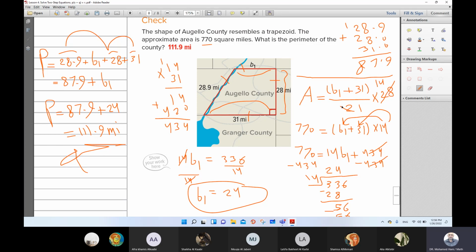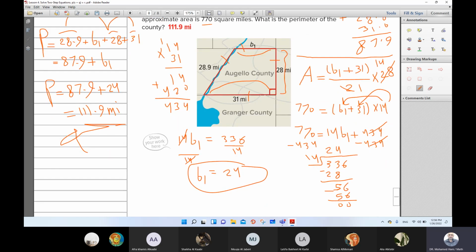To solve this problem, here we can do simplest form. 28 divided by 2 will be 14, and here 2 divided by 2 will be 1. Then we can do distributive property here. 14 times B1 and 14 times 31, and we know the value of A will be 770. So 14 times B1 will be 14 B1, and 14 times 31 will be 434. Now we get equation here.